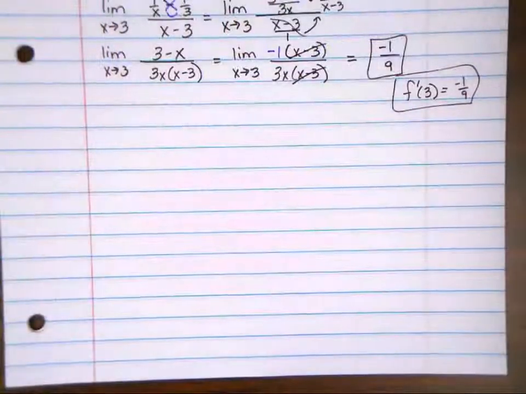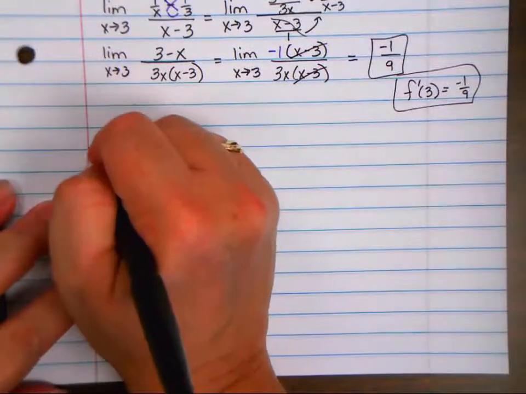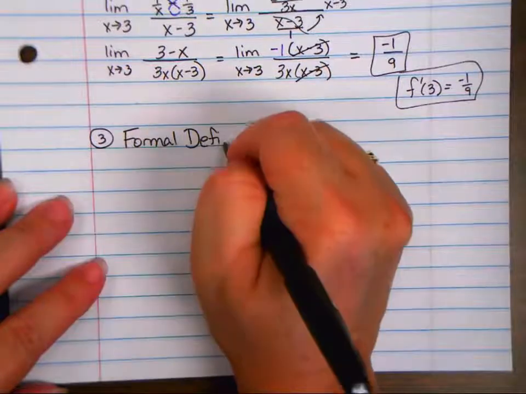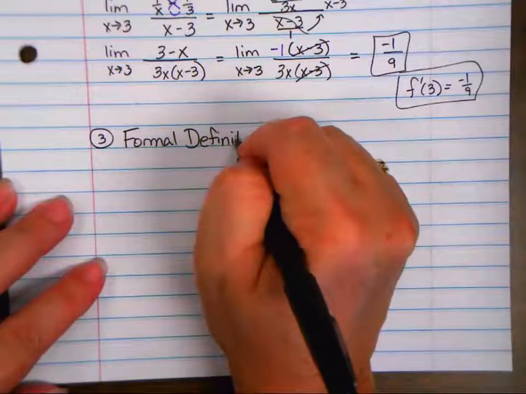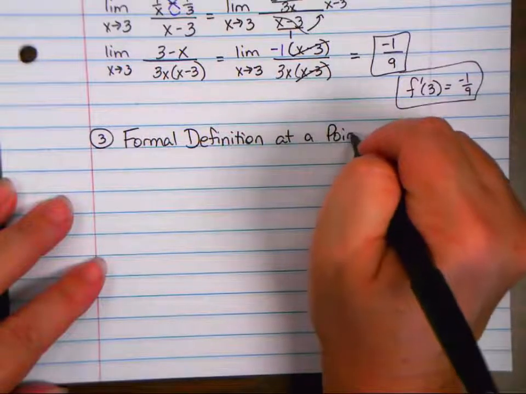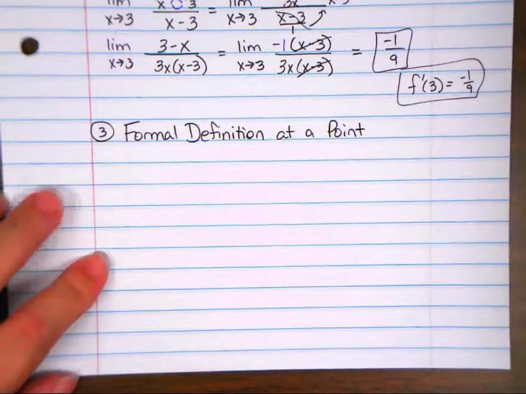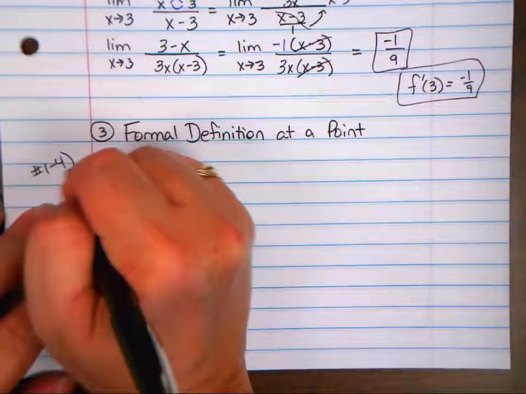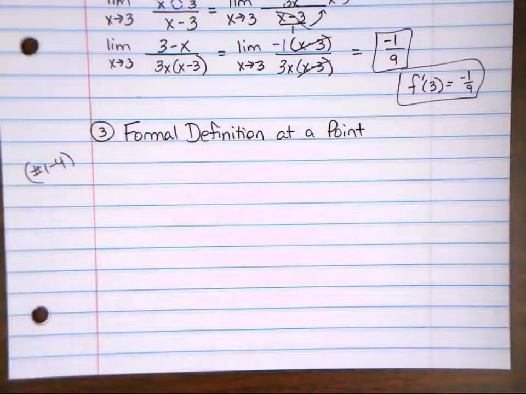Okay. Let's now look at the third definition of derivative. Number 3 is called formal definition at a point. Formal definition at a point. And out in the margin you can write down, this is for problems 1 through 4, the very first 4 on the page.